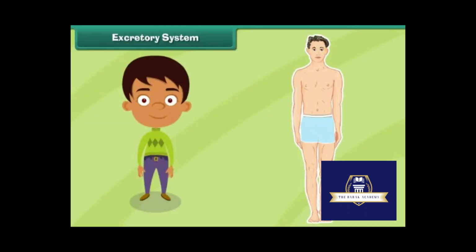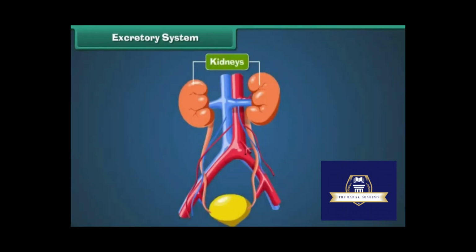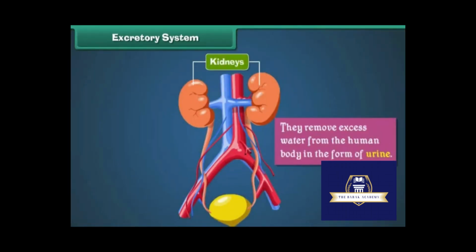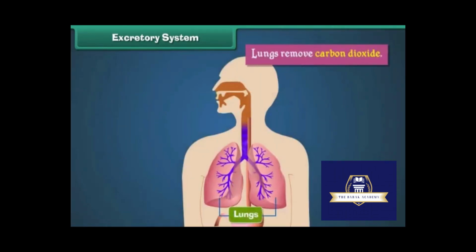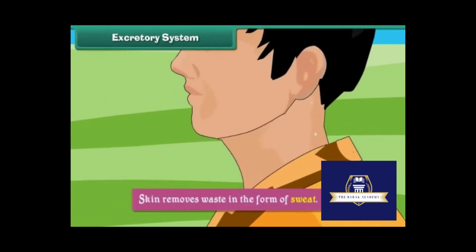Excretory system. The human excretory system is made up of lungs, kidneys and skin. It removes wastes from the human body. Kidneys purify blood. They remove excess water from the human body in the form of urine. Lungs remove carbon dioxide. Skin removes waste in the form of sweat.